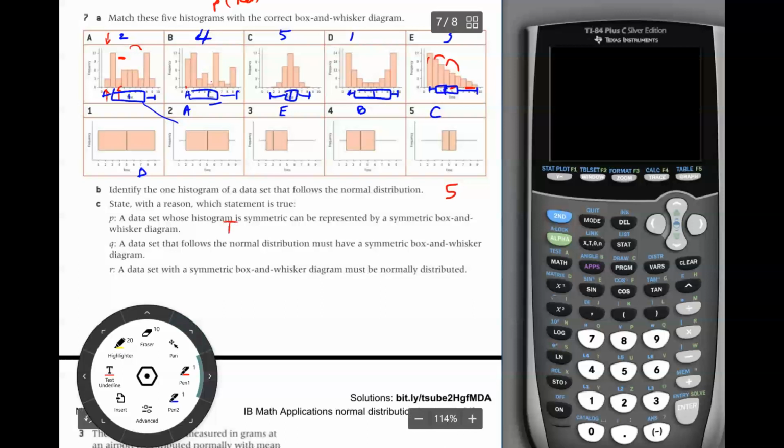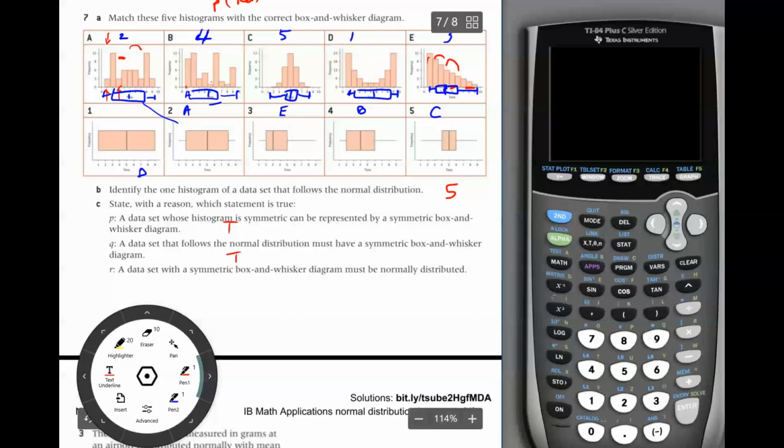What about Q? A data set that follows the normal distribution must have a symmetric box and whisker diagram. A normal distribution must have, yeah, because normal distribution is symmetric. So if the normal distribution is symmetric, then the box and whisker also has to be symmetric.